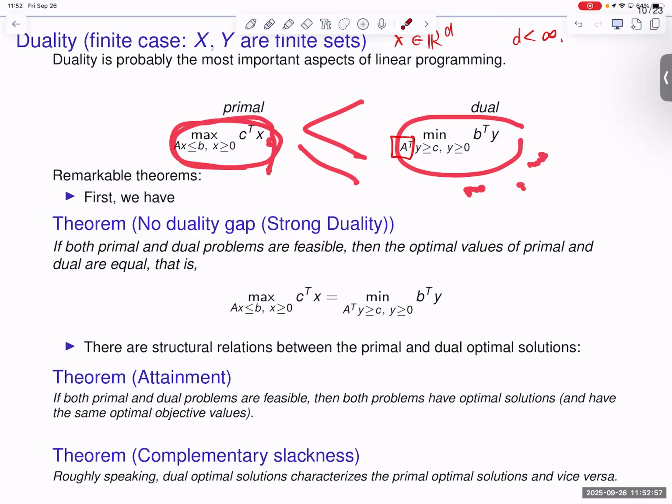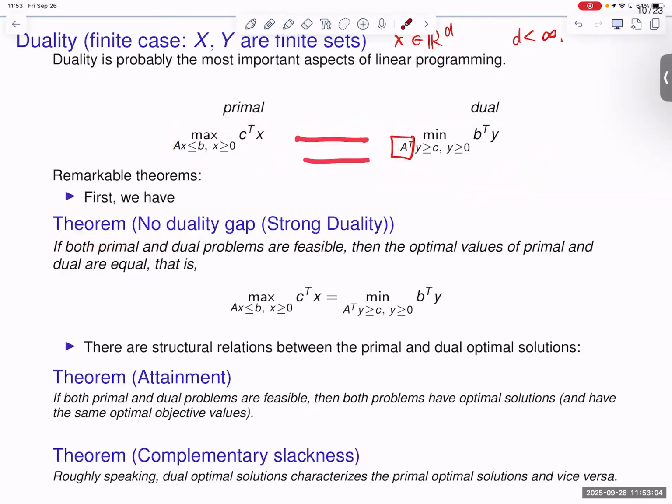It's a theorem, but the more non-trivial theorem is that it's not just an inequality, but actually an equality. The two values are equal. So there's no strictness in the inequality. So there's no such gap. So that's why we call it no duality gap. They're equal. The maximum value of the primal problem and the minimum value of the dual problem are equal. Okay. This is the first important theorem for duality.